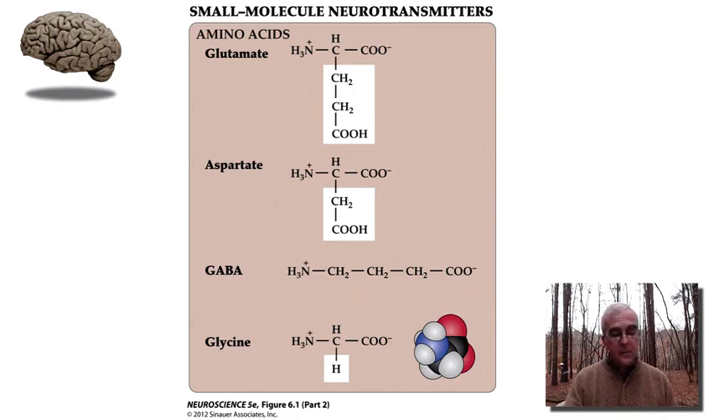So let's begin by thinking about these small molecule transmitters and get a broad functional sense of what these molecules are. Many of them are amino acids. Some of the amino acid transmitters that are important in brain and spinal cord function are shown here. They include amino acids such as glutamate, potentially aspartate, certainly gamma-aminobutyric acid, or GABA for short, and glycine.